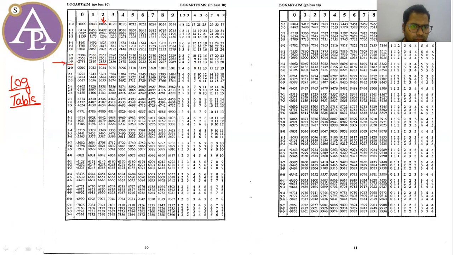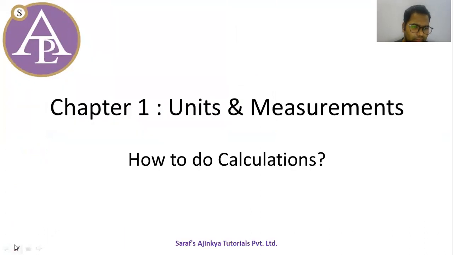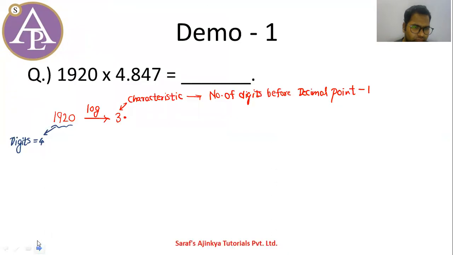In this row and column, what is the number you get? You get 2833. So I will come back and write here 2833. This 2833 is called the mantissa. Correct. So what is the log of 1920? Log of 1920 is 3.2833. Correct.